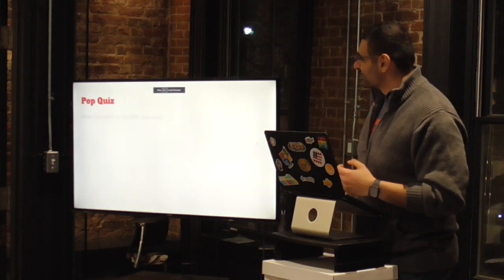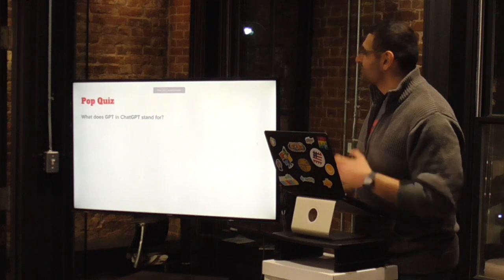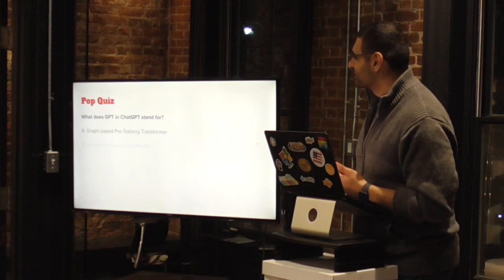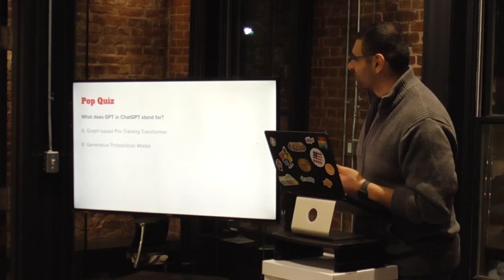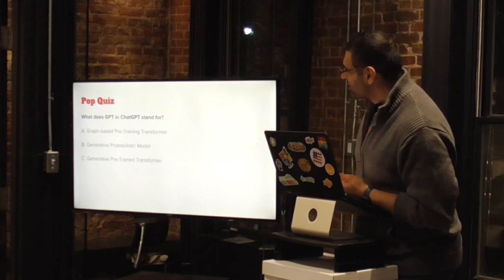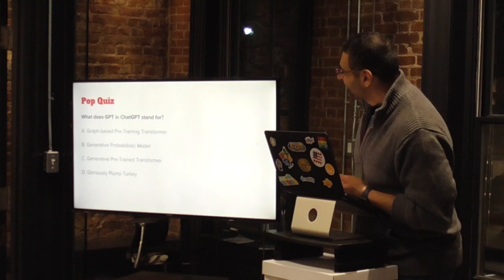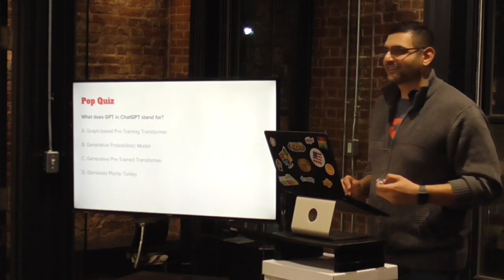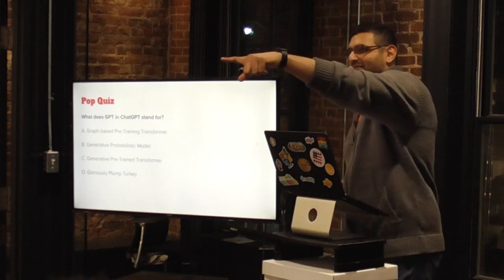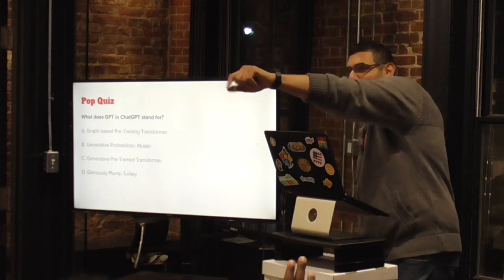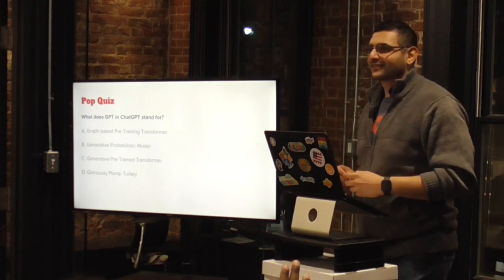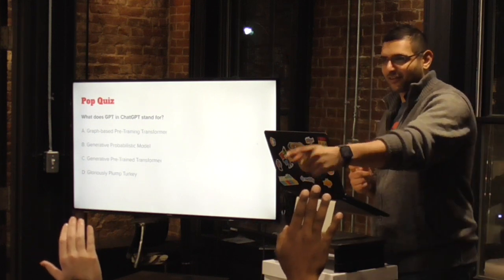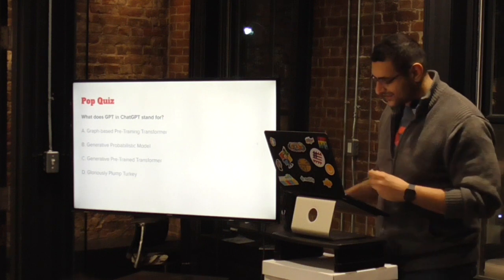So pop quiz. What does the GPT in ChatGPT stand for? A, graph-based pre-training transformer; B, generative probabilistic model; C, generative pre-trained transformer; D, gloriously plump turkey. Obviously, D. All right, you've got to raise your hand though. Yes, you. Ah, I wish that was it. You haven't gone yet, right? Yeah, I think it's C. It is C. All right.